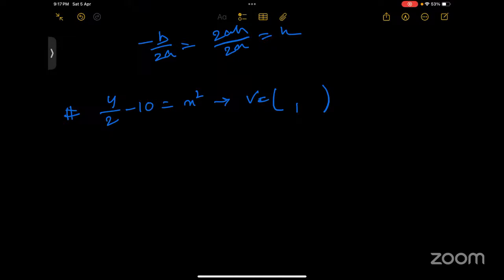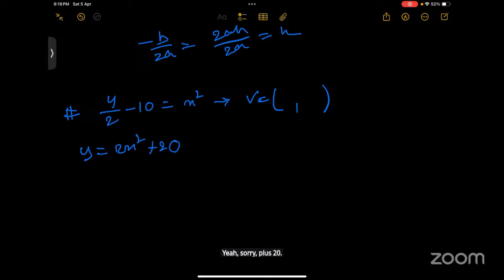x square, it involves two variables. y is equal to x square minus 10, then 2x square minus 20. y is equal to 2x square minus 20 plus 20, right? Yeah, sorry, plus 20.